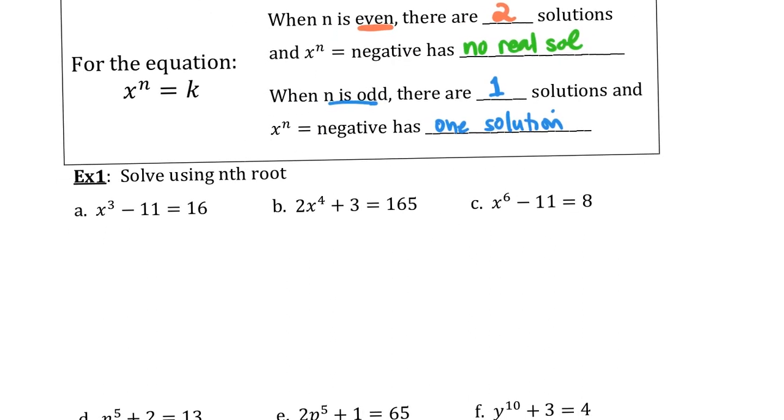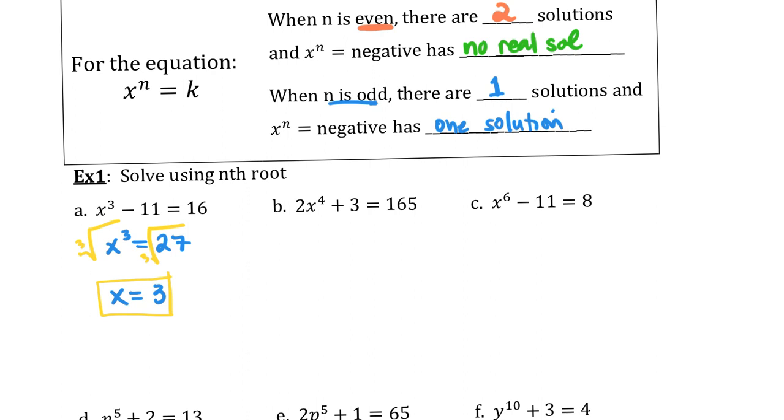I'm going to solve it like normal. When we get to the end, we're going to think about how many solutions we should expect, and then go from there. So x to the third, that's plus the 11. I get 27. Now, to cancel the third, I could do the third root on both sides. When I do the third root of 27, I do get 3. Do I get negative 3? No, because when I do a third root, I only get 1 answer.